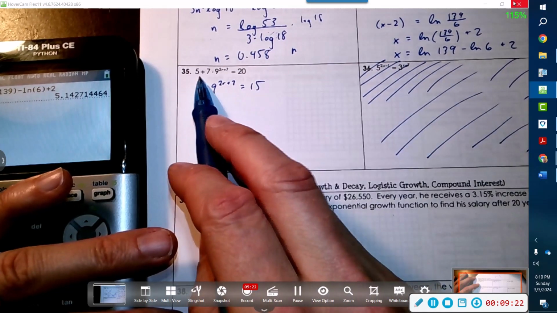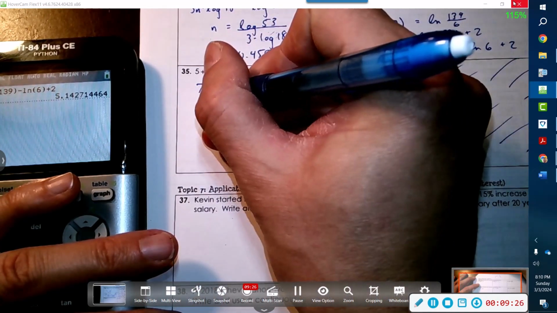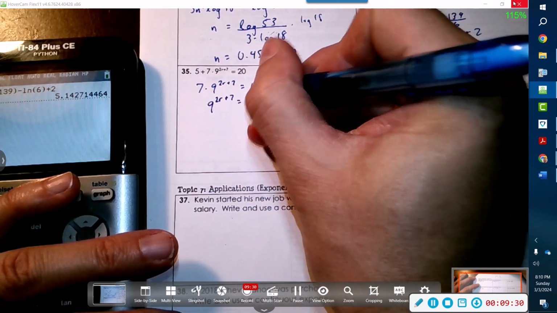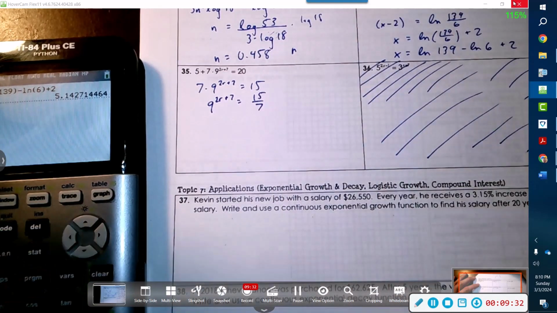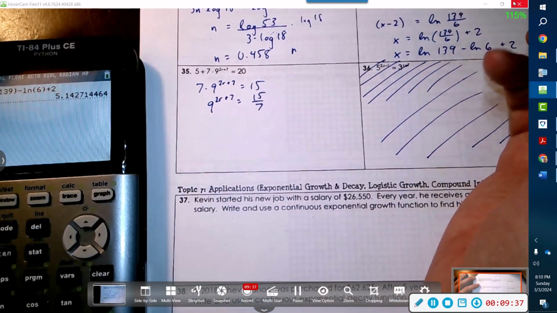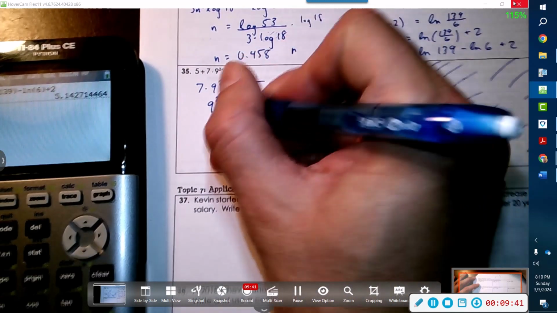So I'm going to subtract 5 from both sides. I'm going to divide by 7. But remember, these are calculator problems, so we're not going to sweat that too much. We're just going to put 15 divided by 7 and leave it there. I am going to take the log or the natural log, whatever you want, as long as you're consistent. So we'll just take the log.